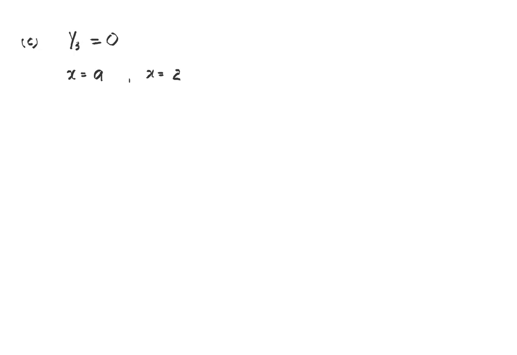Anyone got the answer? 1.5. Is it 1.5? Okay, I trust your answer, 1.5. So for my part D, the sign diagram for G double prime X will go like that: 1.5 and 2.